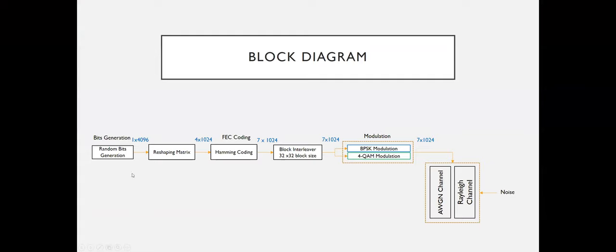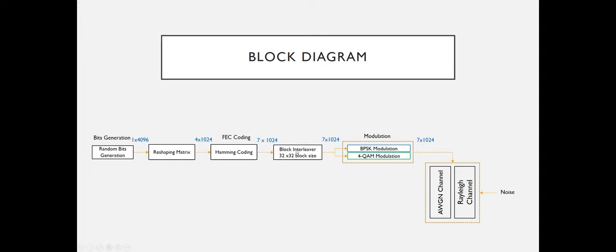Just a quick review for the previous labs. We generated some random bits. Then we reshaped those bits into 1024 because our interleaver was having a block size of 32 plus 32. So the product is 1024. That's why we used it in a row form in such a way that it forms the 32 plus 32 and the length was 1024. And after feeding it to the Hamming coding, because the channel encoding adds some parity bits, so three extra parity bits were added to the uncoded bits which were generated here. And from 4 plus 1024 it became 7 plus 1024.